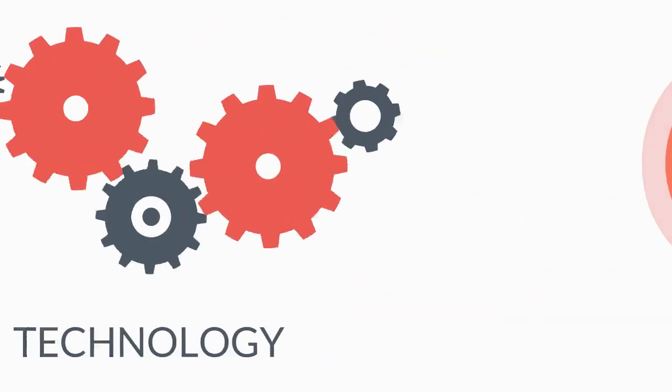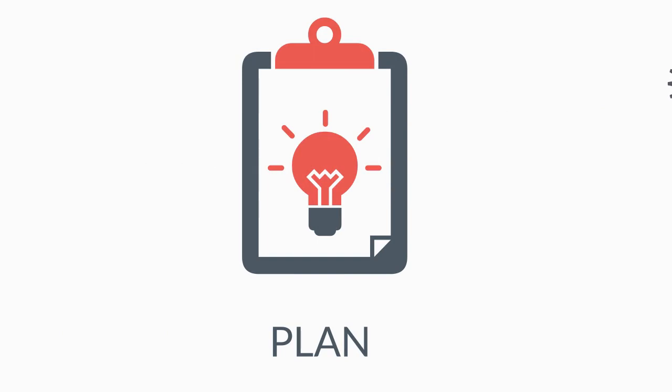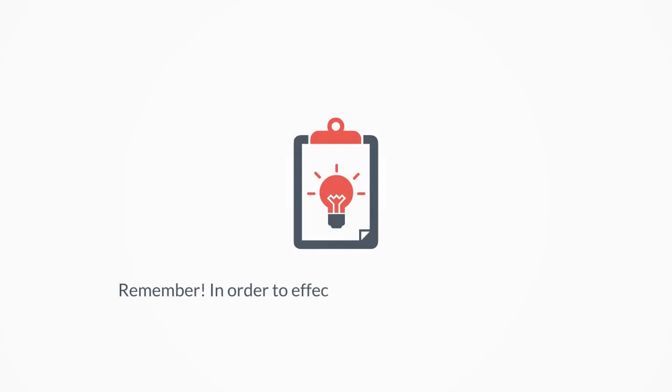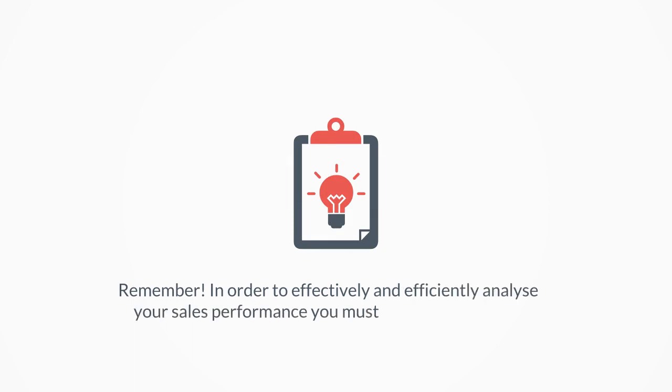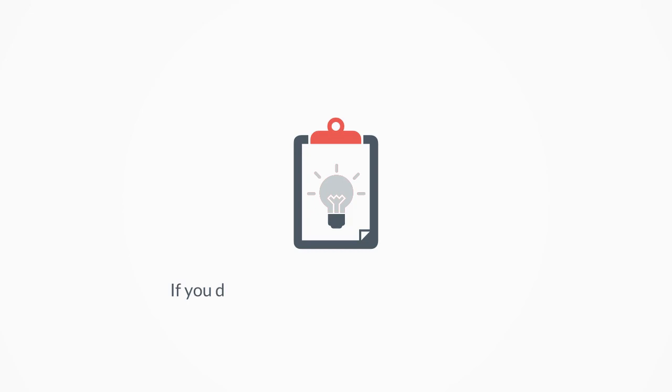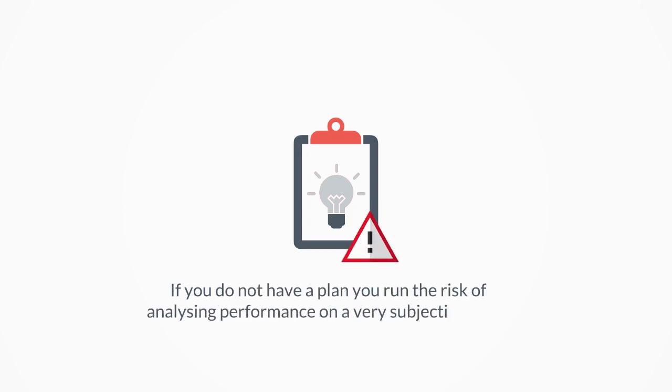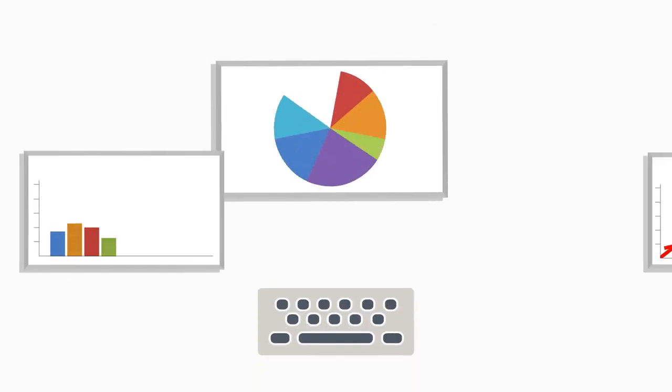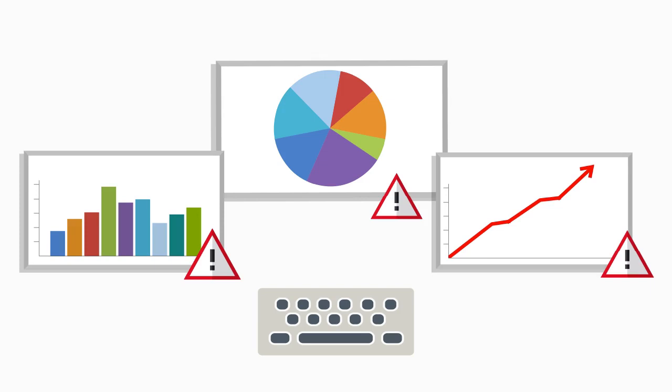The most important of these factors is the plan against which you can measure your actual performance. Remember, in order to effectively and efficiently analyze your sales performance, you must always have a plan. If you do not have a plan, you run the risk of analyzing performance on a very subjective basis. And this will result in a biased assessment where your preferences are reinforced by the so-called results you have achieved.